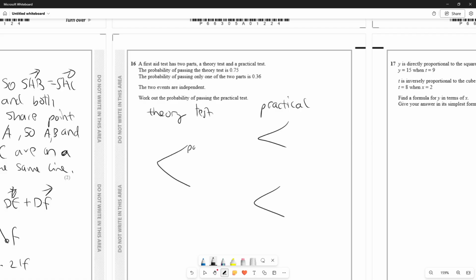So I'm just going to write pass and fail. I'm going to call it P and F. Passing the theory test is 0.75, so failing it must be 0.25. Passing the practical, we don't know. That's the key thing about this question. We do not know the probability of passing the practical test, which is what we're looking for. So let's call it x. And if that's x, the only other option is to fail. So this is 1 minus x, because all probabilities add up to 1. We can do the same logic here.